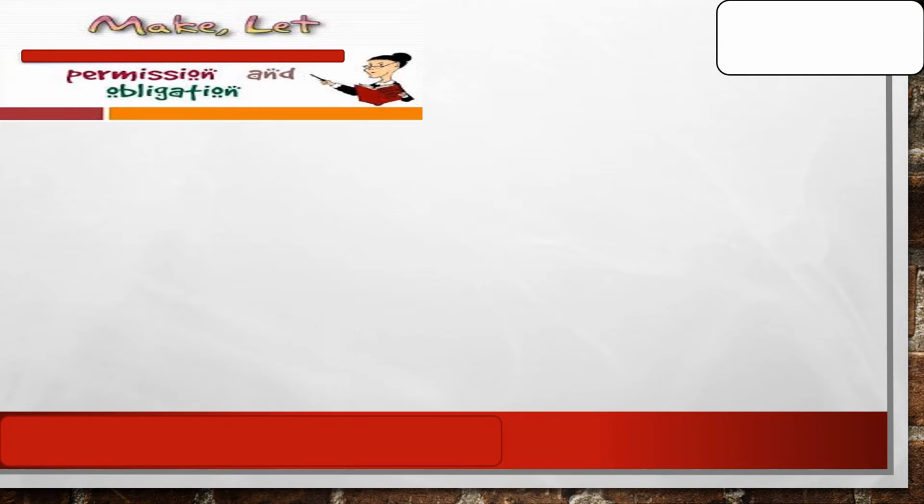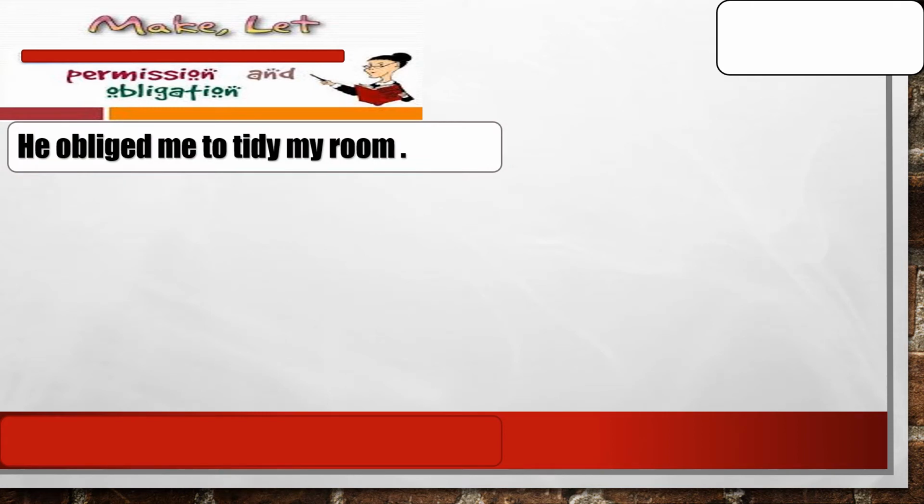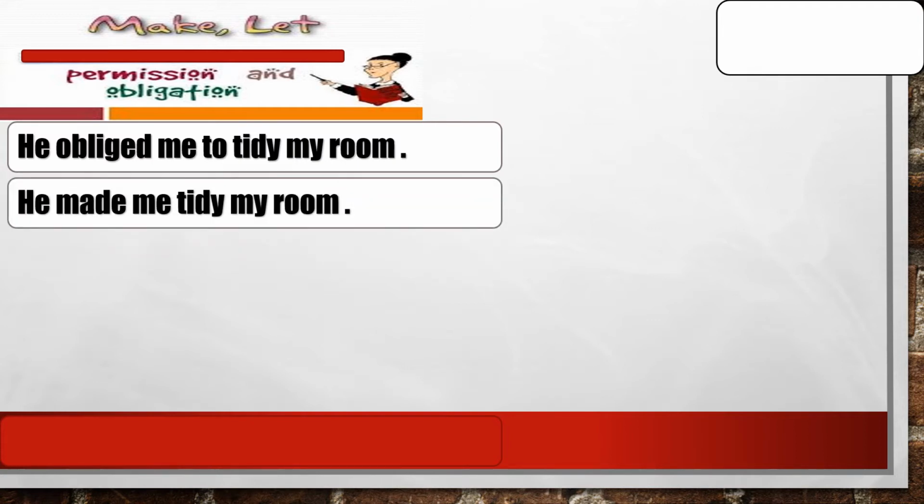As I told you in our previous lesson, you can use make in English to force or oblige someone to do something. For example, when we say, he obliged me to tidy my room, we can replace the verb obliged or forced by made. So we can say he made me tidy my room. Here in this example, made means obligation. The form of this sentence is subject with made with the object, the one the action falls on. Then you are going to use the base form of the verb. Can we use to after the object?